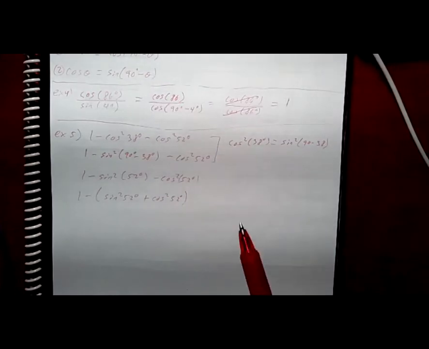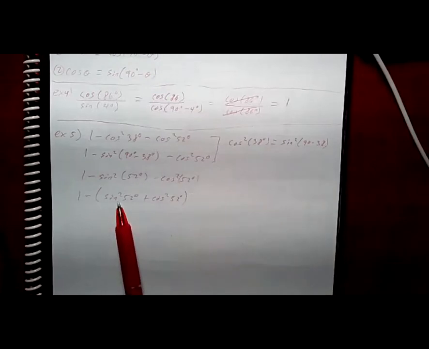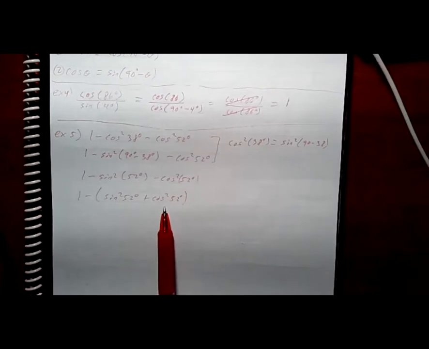Now, if you factor a negative, what do you notice? What property is this? Sine squared plus cosine squared.